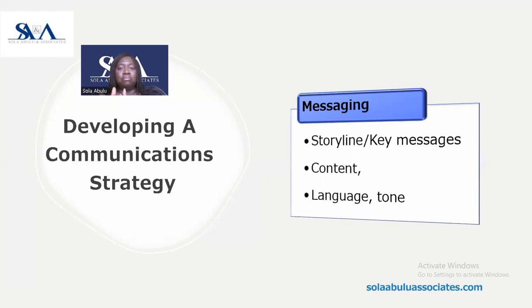So this is what the messaging piece does. You have to come up with a storyline based on what you found out in the first stage, which is in the first slide: the statement of the problem, the desired outcomes, and the audience profile. You think about key messages that will resonate with each audience group, based on the action and the outcomes that you want from each one.